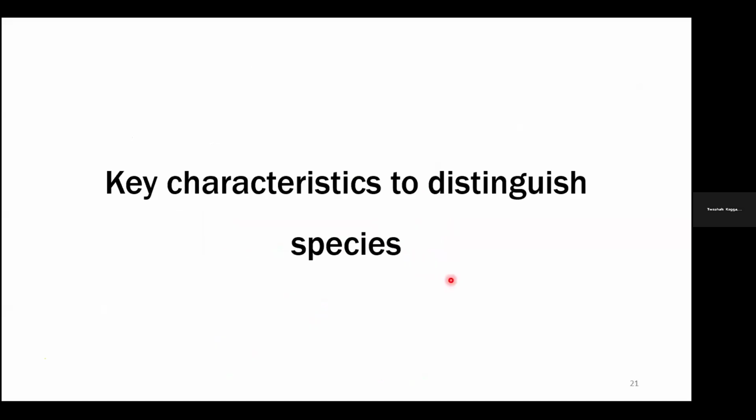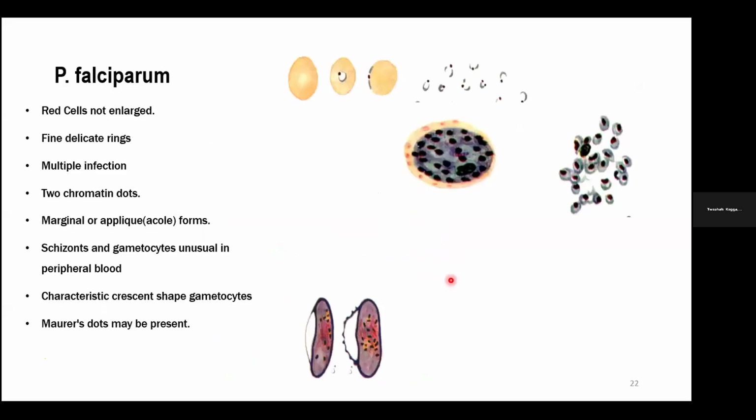Now we are going to see the distinguishing characteristics of the various species. We are starting with Plasmodium falciparum. The first distinguishing feature of P. falciparum is the red blood cells. The infected red blood cell is not enlarged. It is the same size as the normal red blood cell.